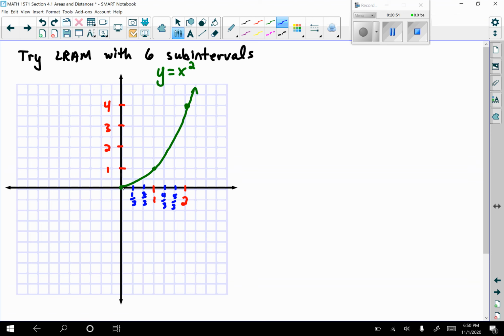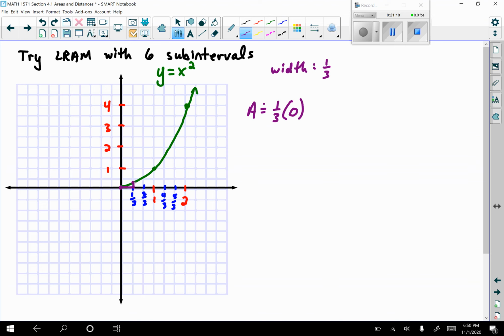So I'm going to do an LRAM. So it means, again, I'm going to start with 0. I'm going to make my first rectangle. Notice now my width is the 1/3 instead of a 1/2. So my first, we're going to write out, area is approximately 1/3 times 0. I have no height there.